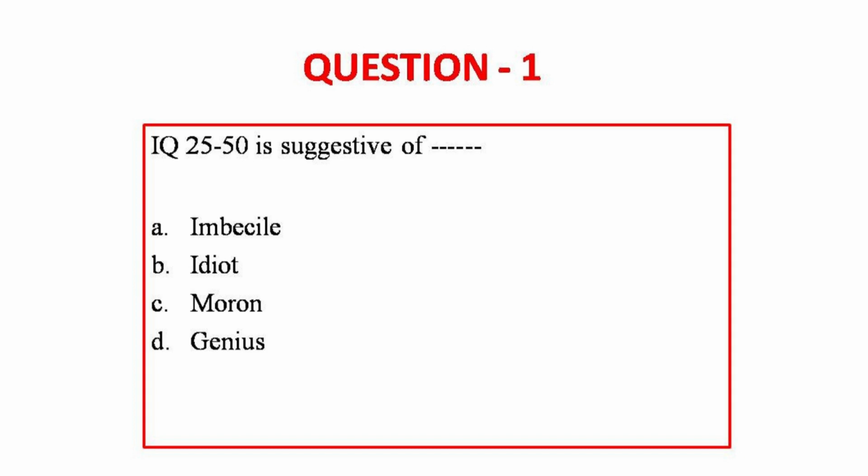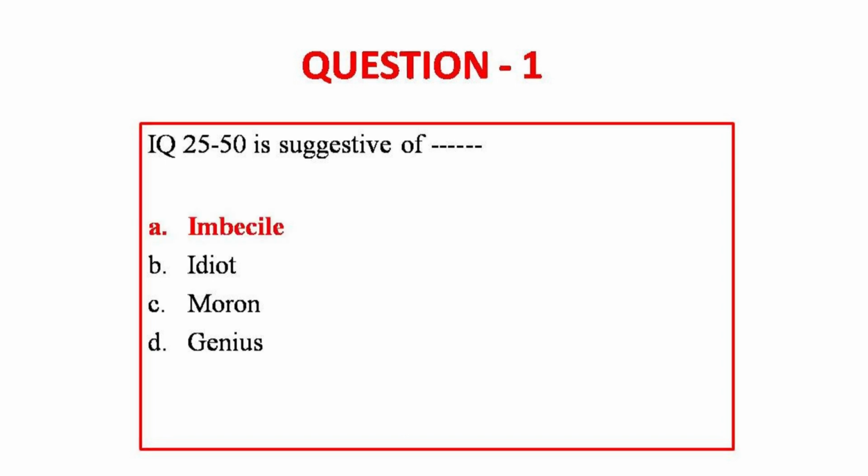So moving on to question number 1. The intellectual disability, the IQ, 25 to 50 is suggestive of, they've given 4 options: imbecile, idiot, moron, genius. The answer to this question is imbecile.